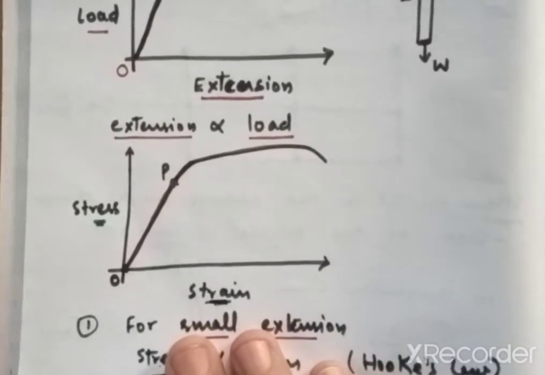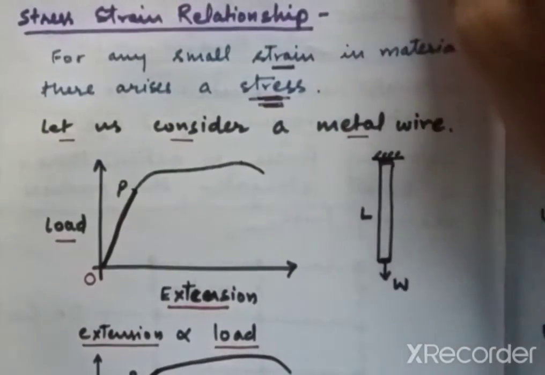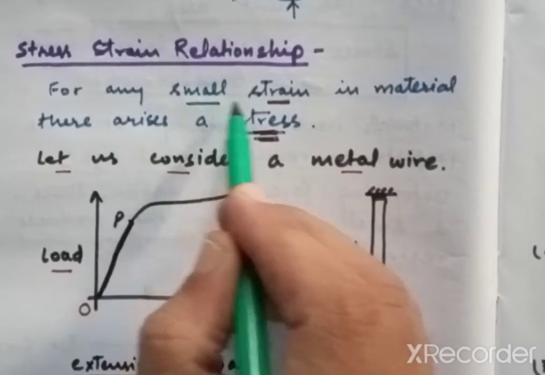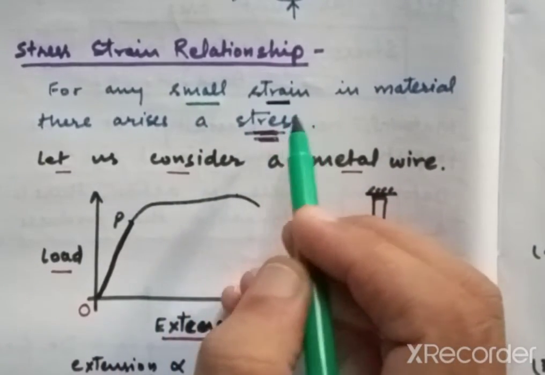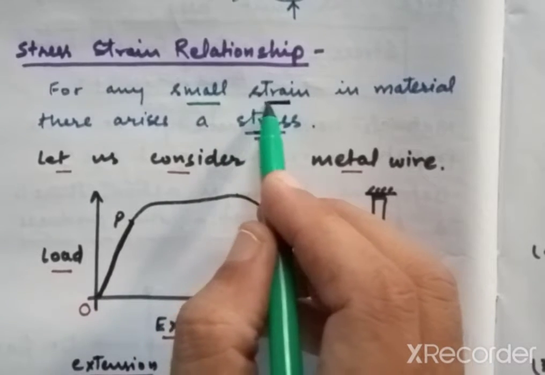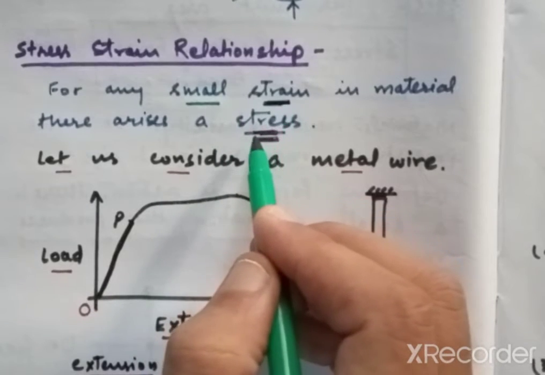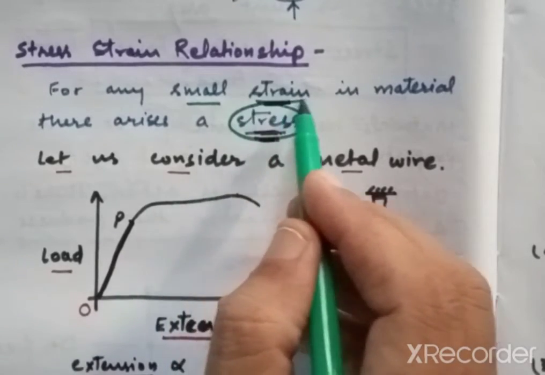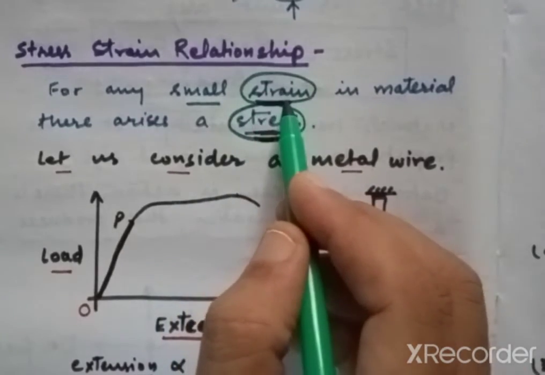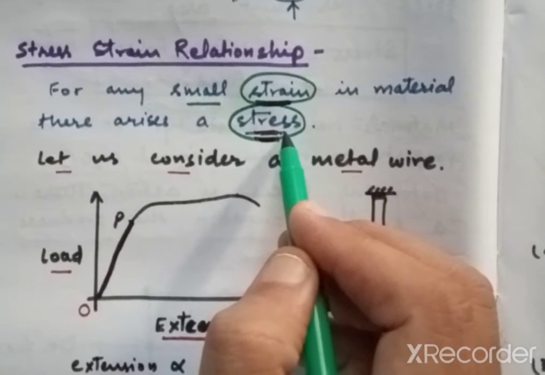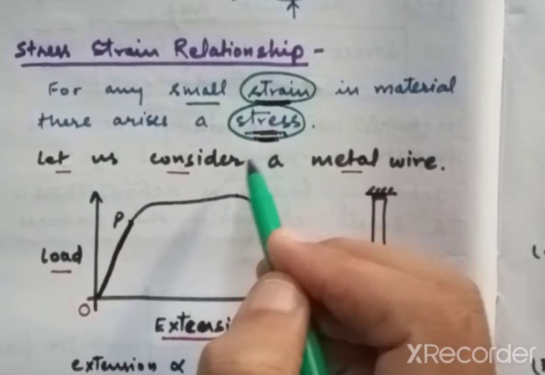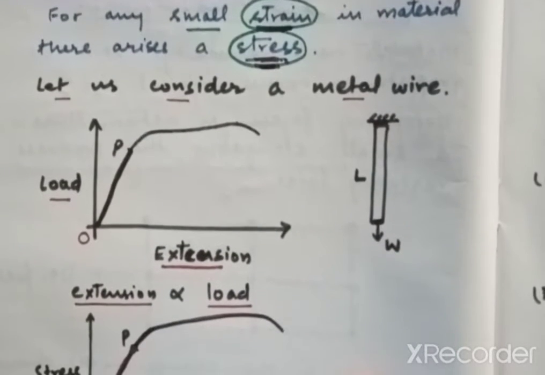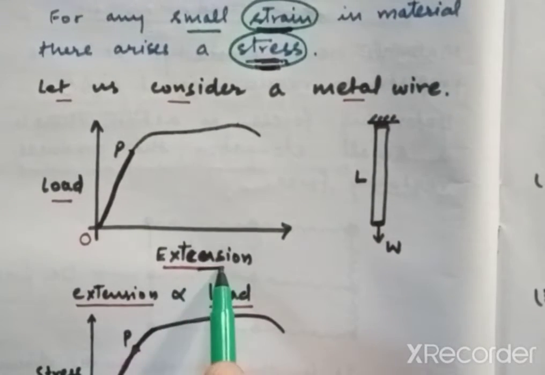Now firstly, we consider that there is a small strain in the material, and this strain gives rise to a stress. Stress arises due to strain. If there is no strain, no stress arises. Now firstly we will draw a graph, and this is for extension.